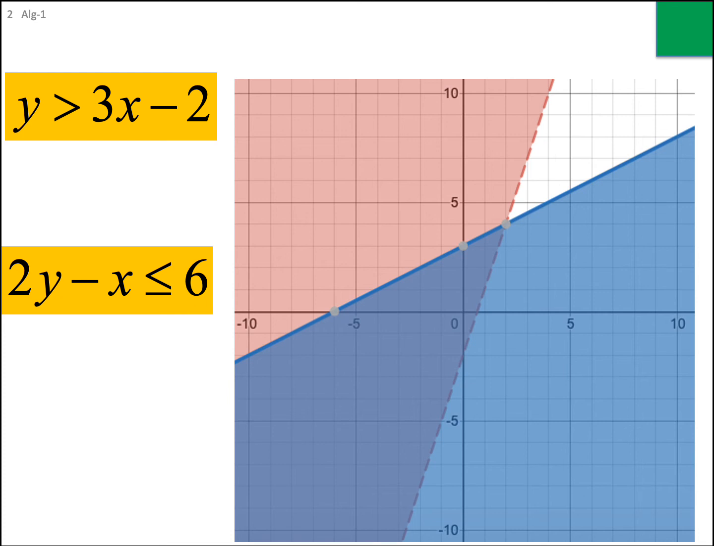Make sense? Okay, so go ahead and answer the Google question number 2. Did yours look like mine? Basically, did your double shaded region match my double shaded region?